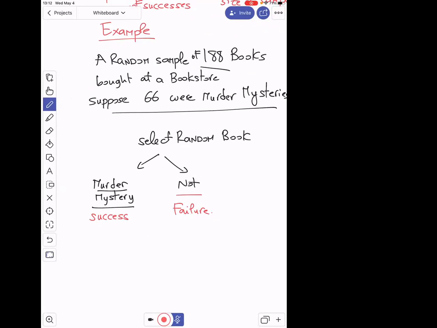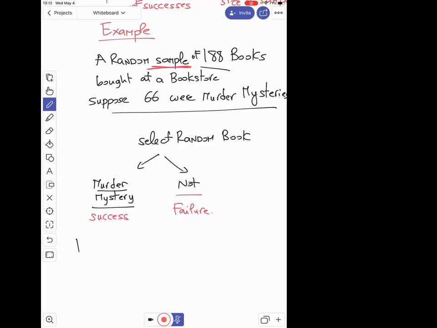Okay. Now, if I take all the books in this bookstore, do we know the percentage of murder mysteries in this bookstore? Well, we don't have that percentage, right? But we have just a sample of 188 books, and we know that out of 188, 66 are murder mysteries. This sample, of course, doesn't represent all the books in this bookstore, so we don't know the percentage.